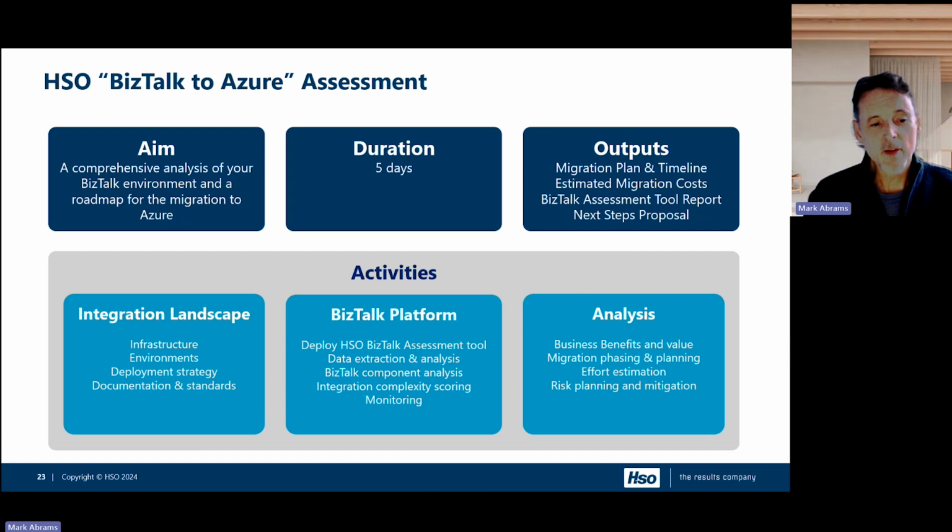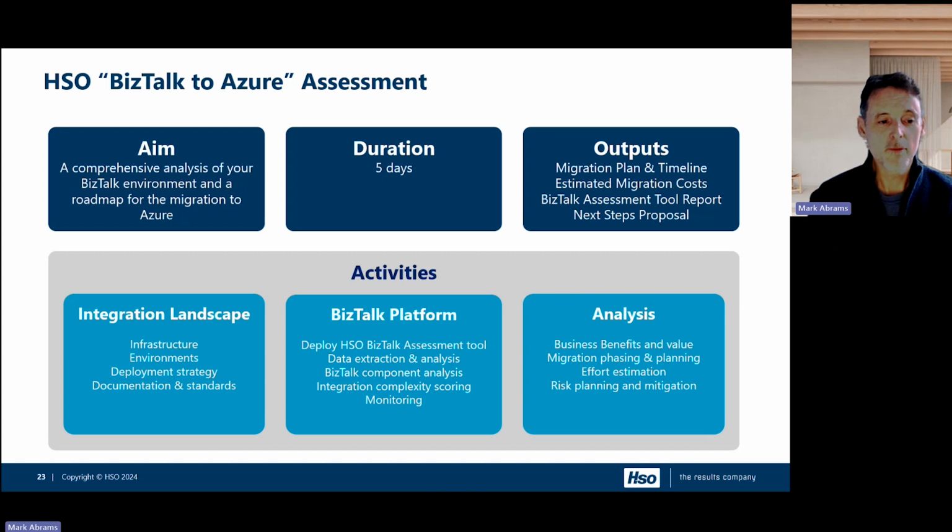And there's a couple of key activities within this process. So one of the first things we'll be doing is looking at your existing BizTalk integration landscape. So we'll be looking at the infrastructure that you're running. That's either you're in your on-premise data center, or maybe you're running BizTalk in the cloud on virtual machines. We'll be looking at the environments that you have currently got stood up and how you use them. We'll be looking at your existing deployment strategies, and also be looking at any of the documentation that you've got at the moment, and how you've been using Microsoft best practice in terms of your implementations.